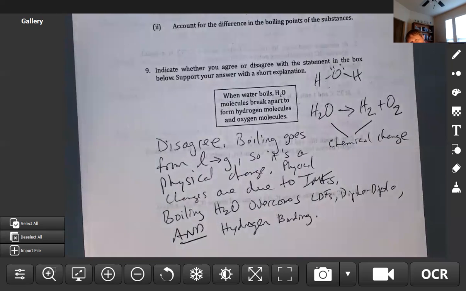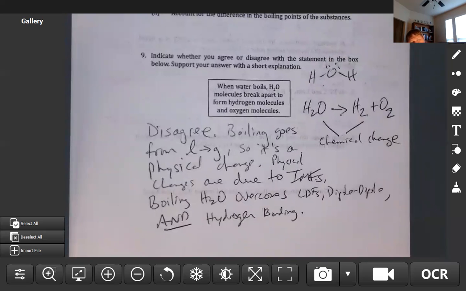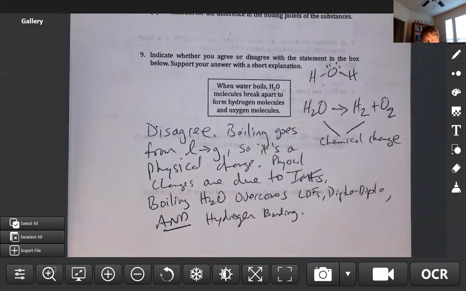All right, any questions on that? It's a little bit of a higher level for first year chemistry, but it's good to be exposed to it early.